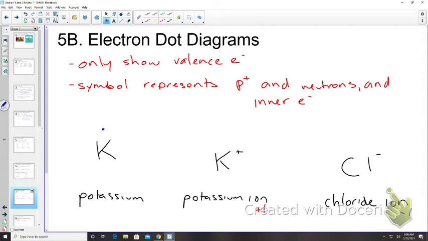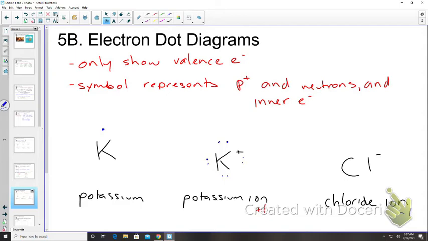Okay, so let's move to the potassium ion, where it actually has gotten rid of that electron, right? So if it has given its 1 electron away, right? Now it will have a full octet, right? Because it just goes down to the next energy level. Okay, so that is what the potassium ion electron dot diagram looks like.